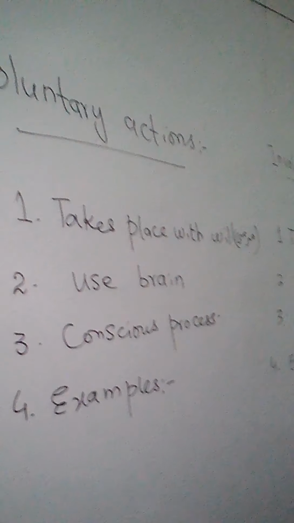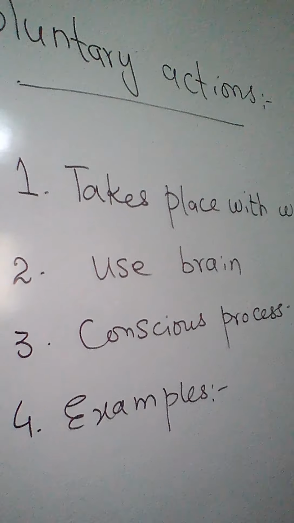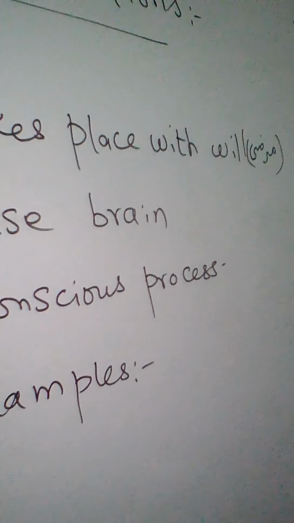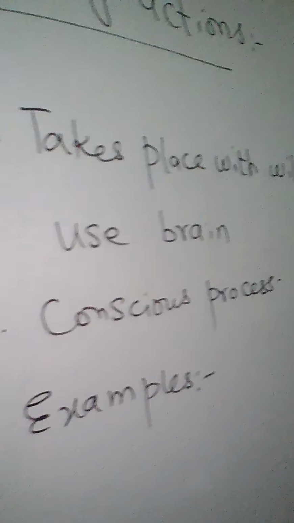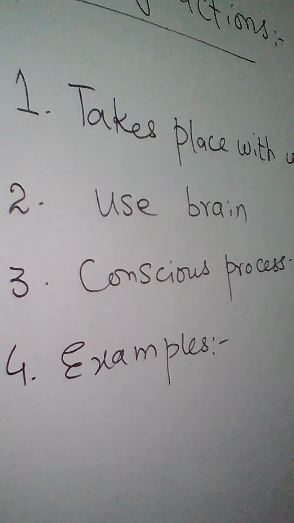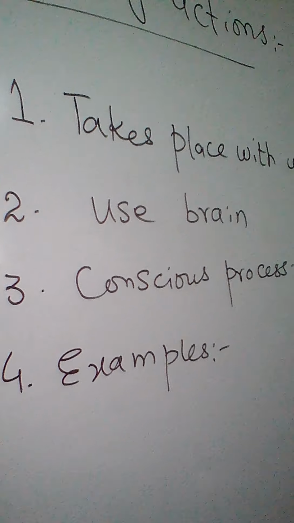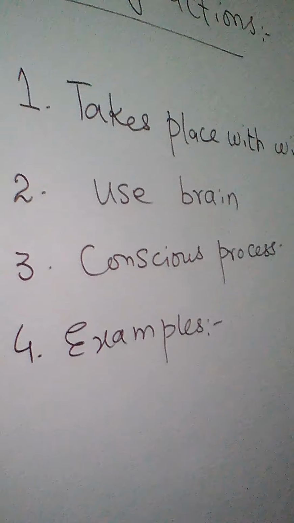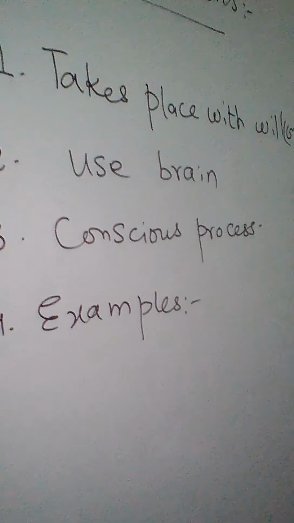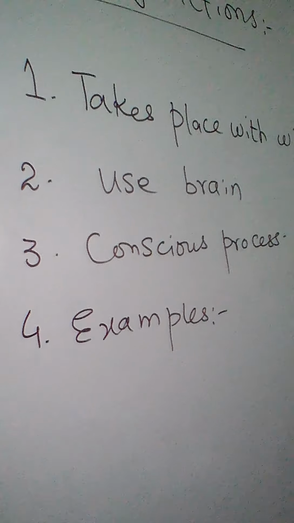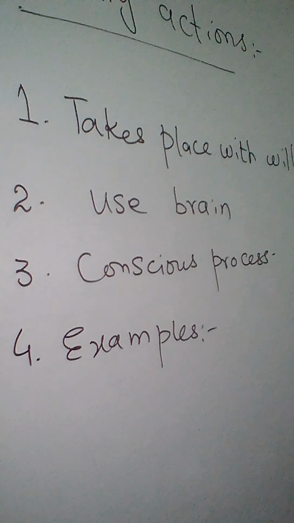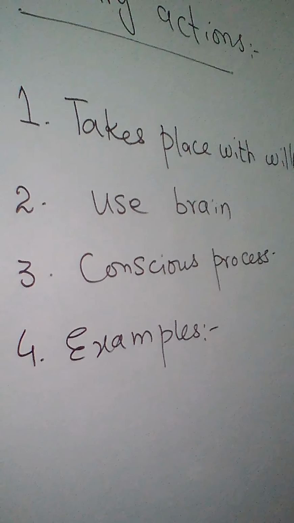Now, we know that voluntary actions take place with will. That is, marzi se. Second, voluntary actions involve our brain. Third point, voluntary actions are actually conscious actions. So this is a conscious process. That is, we use our brain to do the voluntary actions.